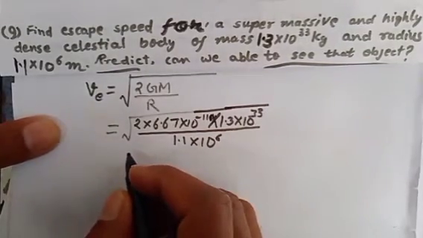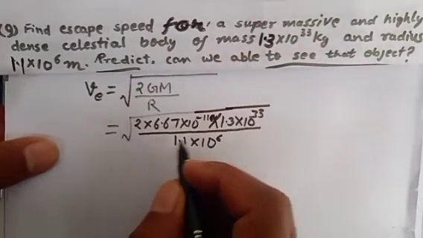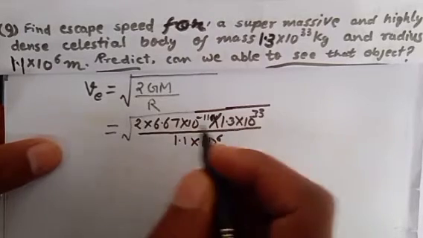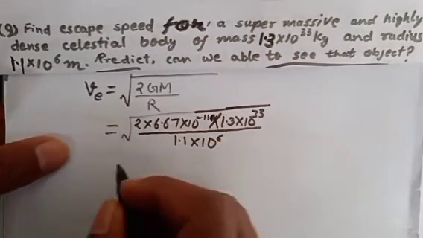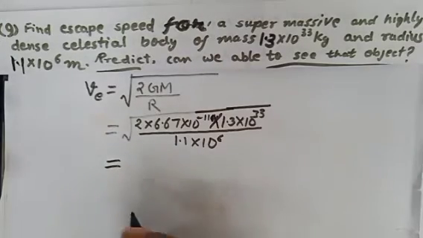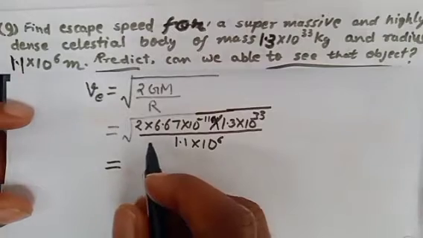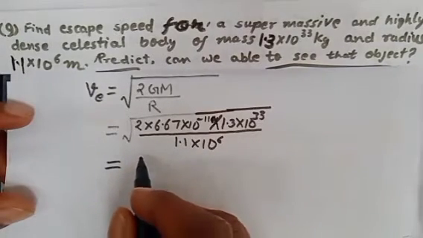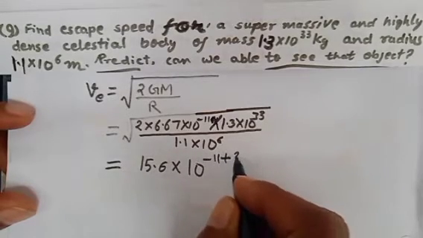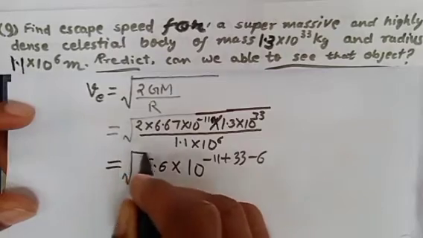All right, so if we solve it, 10 to the power minus 11 and 6 will get cancelled 6 times, and 6 twos are 12. 12 into 13 is 156, so 15.6 into 10 to the power of minus 11 plus 33 minus 6, and the whole root.